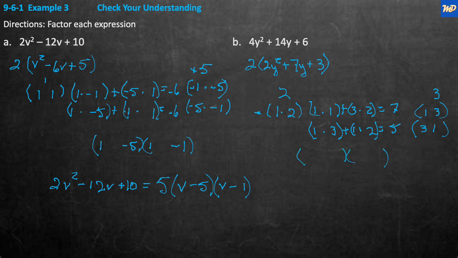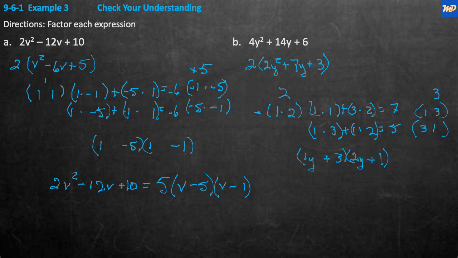Write down our parentheses for our factors. And we're going to bring it down. We're going to put a 1 here, and the 1 way out here, and the 3 here, and the 2 right here. We're going to add in the y's. So it's going to be 1y plus 3, and it's going to be 2y plus 1.